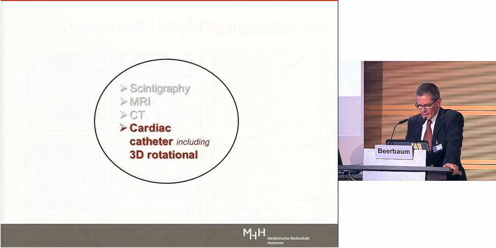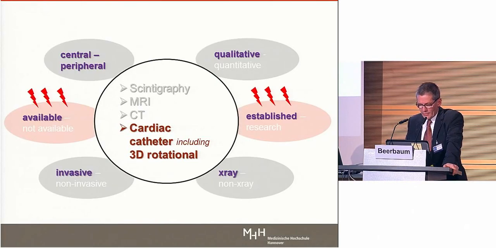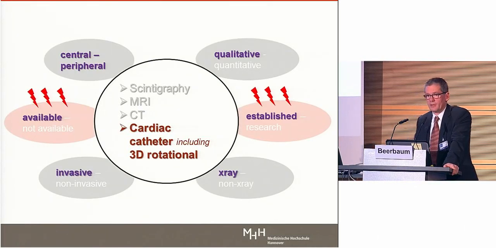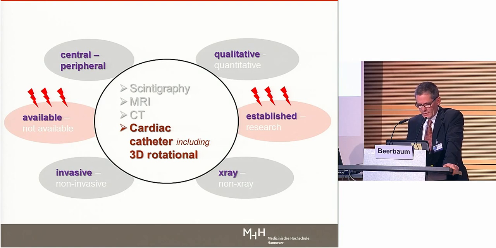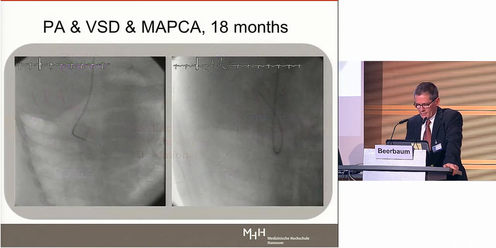Right, moving on to catheter. It is certainly very invasive. It's available. You can do it yourself, which is something that people really enjoy. It gives you central pulmonary artery information, but also images the periphery very nicely. It is qualitative most of the time. It is a very established technique and obviously uses X-ray.